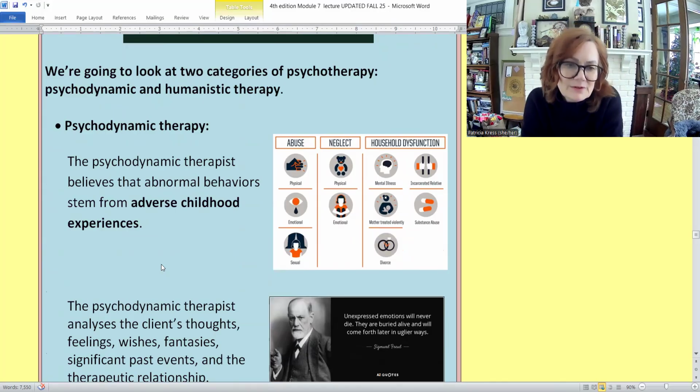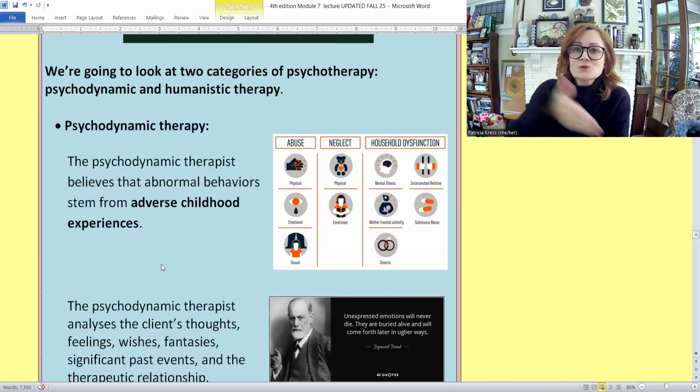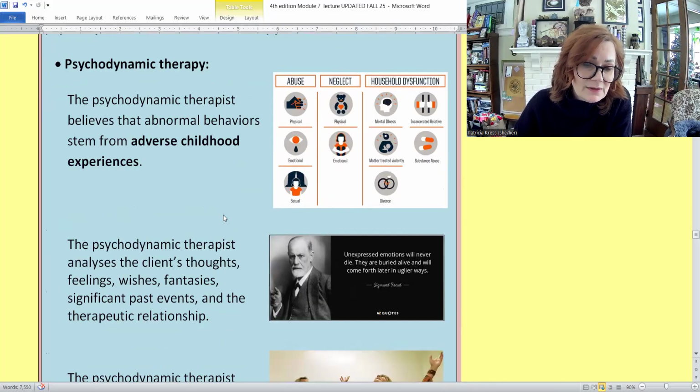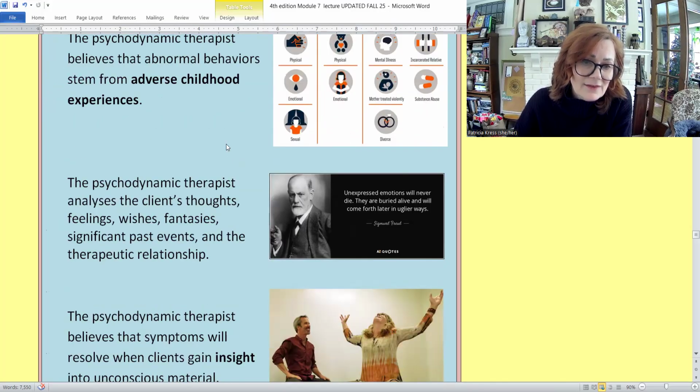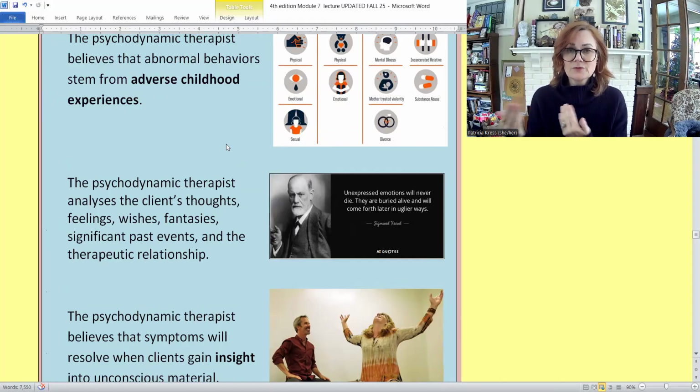So the psychodynamic therapist believes that abnormal behaviors, problematic behaviors, come from adverse childhood experiences. That all this stuff has its roots in childhood, perhaps through experiencing abuse or neglect, or a household that is dysfunctional in some way, or some combination of these, right? So the psychodynamic therapist is interested in analyzing the client's thoughts, feelings, wishes, fantasies, significant experiences from their life, and they're also going to explore the nature of the relationship that develops between the client and the therapist.